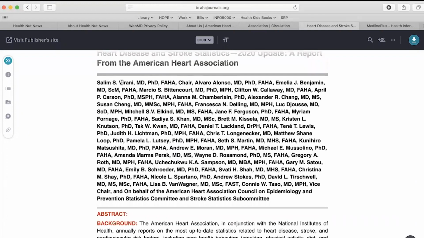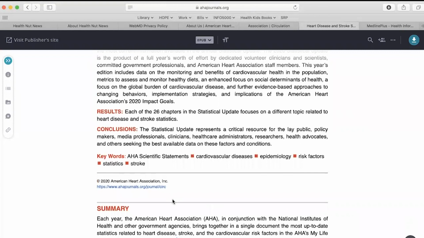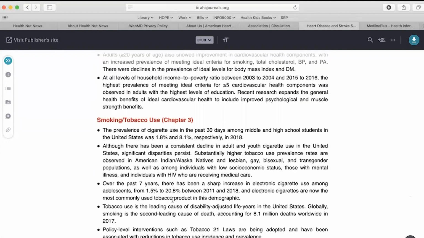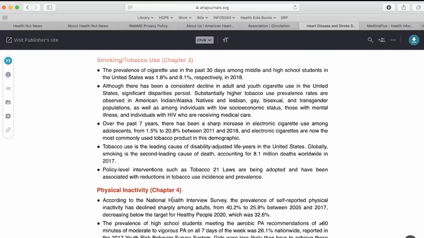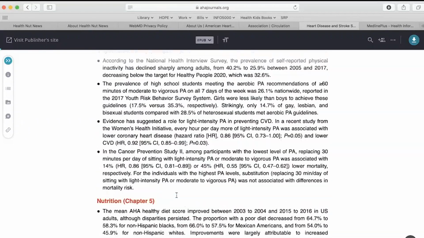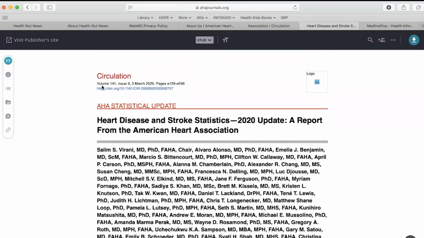They have many authors that are part of the committee putting out this information. They clearly describe their methods and conclusions and summaries and where this information is coming from. So this is definitely a source you can feel confident in, confident bringing, say, to a doctor's appointment and talking through with your doctor, and feel confident that this is a quality resource. This is to the standard of a medical journal. And actually it is in a medical journal, the Circulation Journal here.